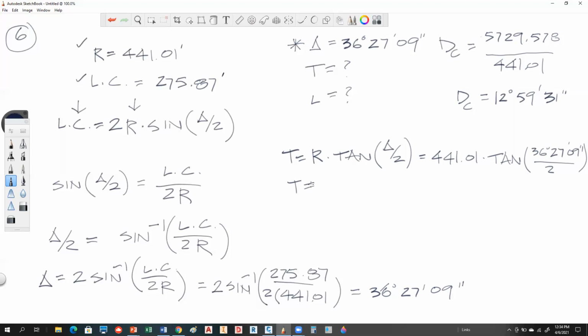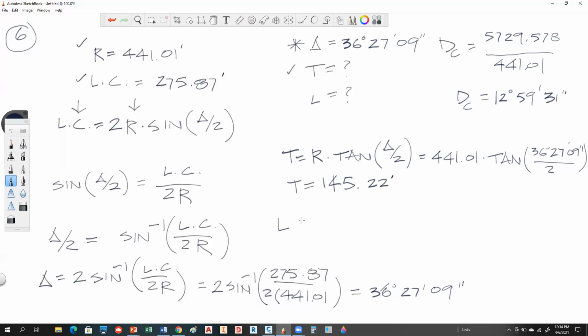36, 27, 09. We'll take half of that. I got a tangent of 145.22. Does anybody agree with that? That's what I got. Okay, so that checks.